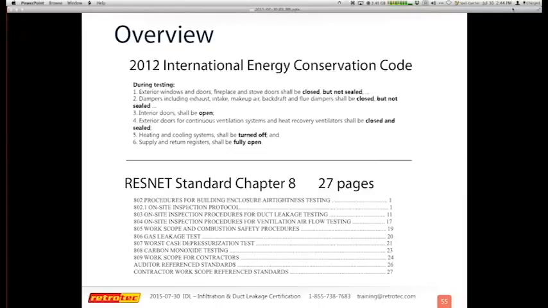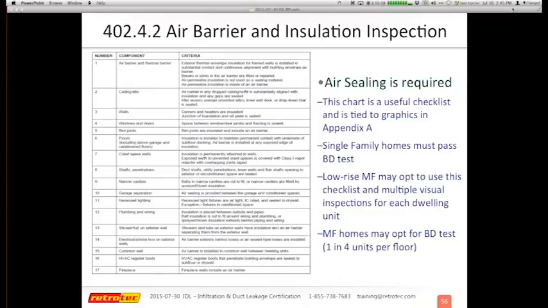So here's an overview: the 2012 Conservation Code, again, you saw that it fits on one page. It's about 6 items versus the ResNet Chapter 8, which is 27 pages. Right. So clearly there is a place where you can find a better balance or be a little more diligent about how we do our blower doors.